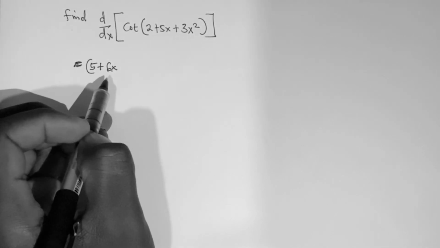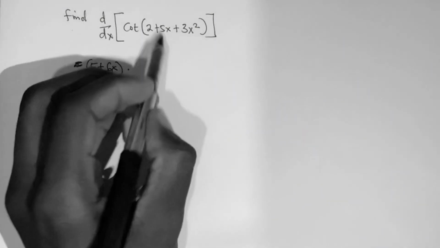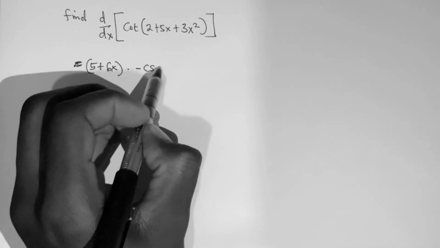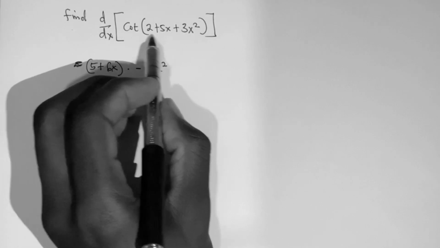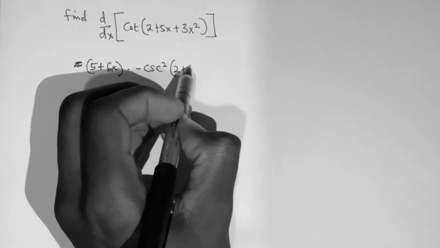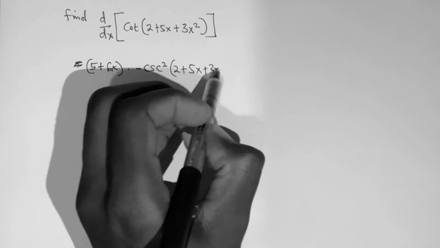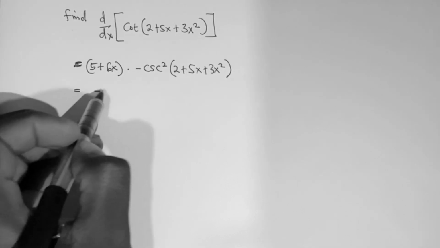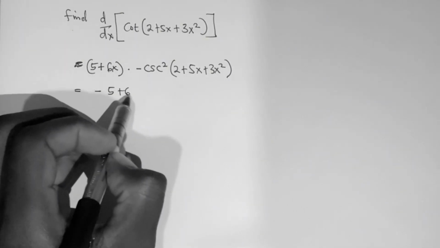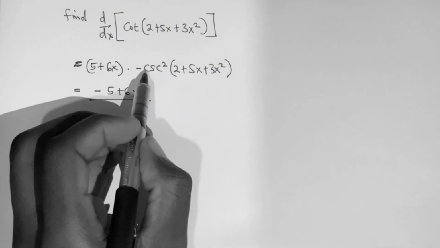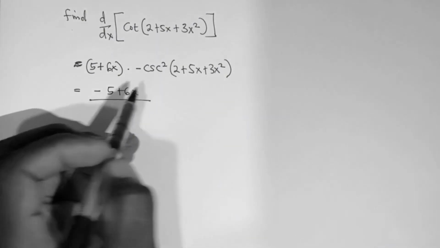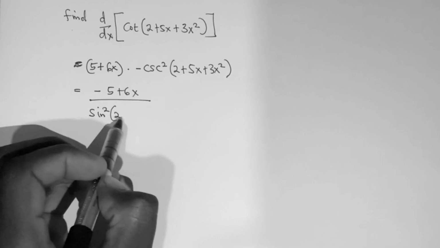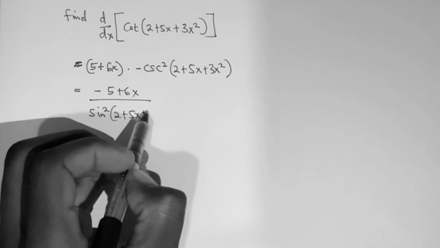Then you differentiate the whole function. If you differentiate cot x, you are going to get minus cosec squared x, and the x in this case is 2 plus 5x plus 3x squared. So at the end of the day, the answer becomes minus (5 plus 6x) divided by, now cosec squared x is the same as 1 over sine squared x, so it becomes sine squared of (2 plus 5x plus 3x squared).